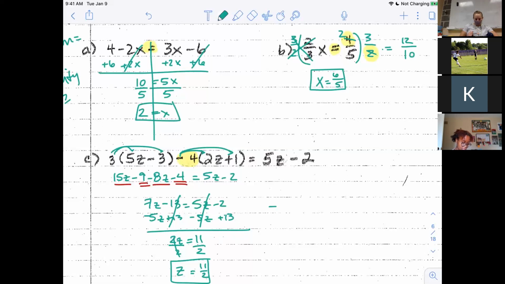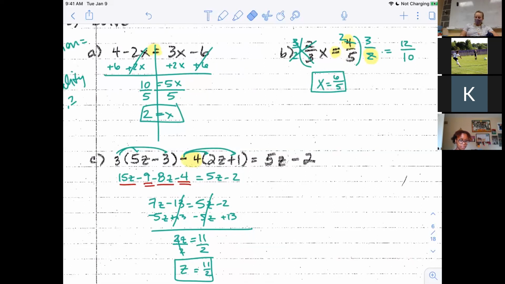And then 7z minus 13 equals 5z minus 2. Yep, I had that. And then I added 13. Oh, wait. I don't know how. You're right. It sounds like you were doing the right things. You just lost a negative somewhere. Yeah. All right, let's keep going.